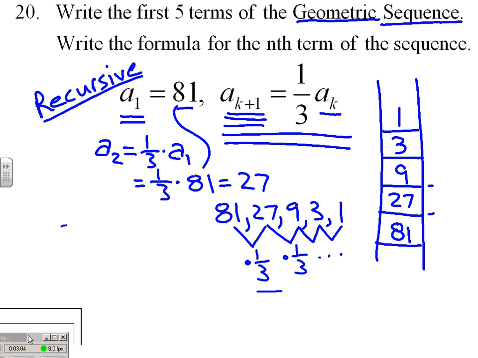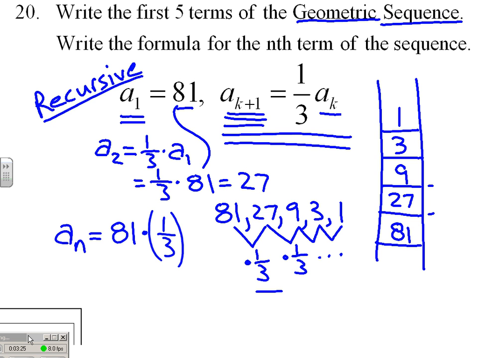So I'm going to set up the nth term formula as a sub n equals our first term, 81, times 1/3 to the, I need an exponent to go with this 1/3.